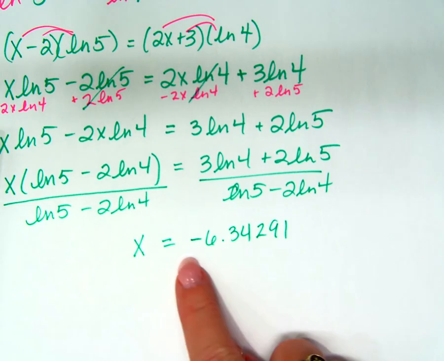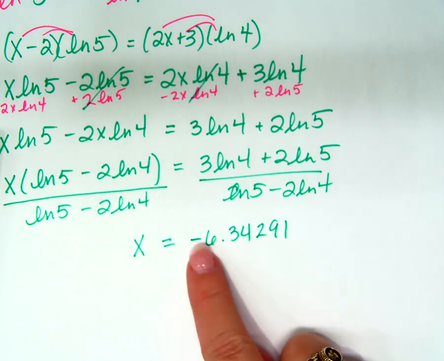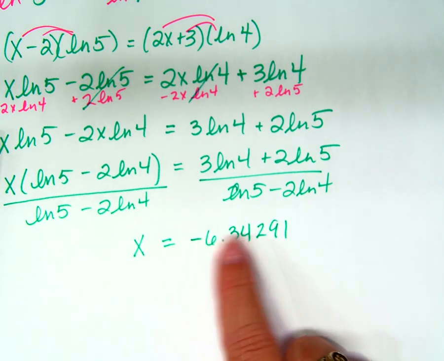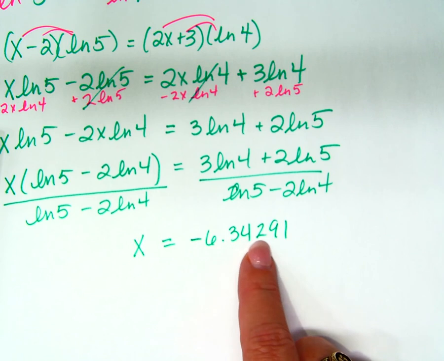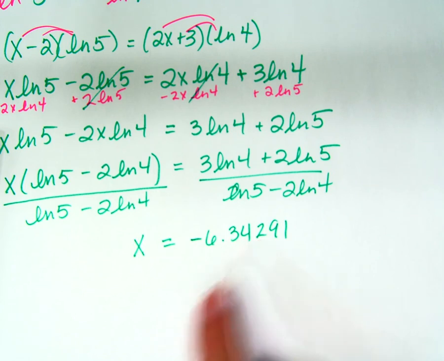Now, how do you know what answer to put in the computer? Do I put in negative 6.34291? Do I put in negative 6.3429? Do I put in negative 6.343? What do I put? It'll tell you how many decimal places to round to. Okay? So just be aware of that.